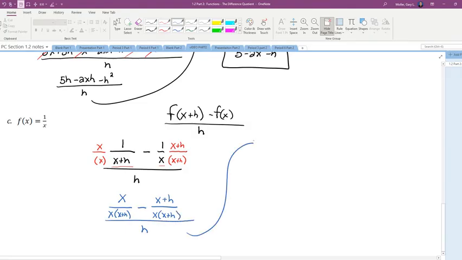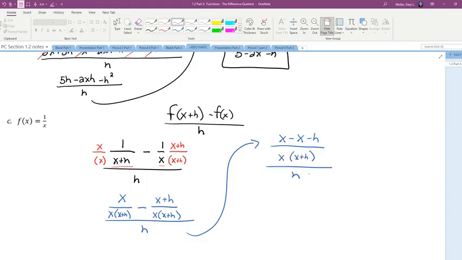And I'm going to move over here. Now I can subtract the top, but be careful. Since we're subtracting and there are 2 terms in what we're subtracting, we would end up getting x minus x minus h over the common denominator, all over h. Looks pretty ugly. We're not done. Looks like I can simplify the top of this and make it negative h over x times x plus h, and the whole thing is divided by h.